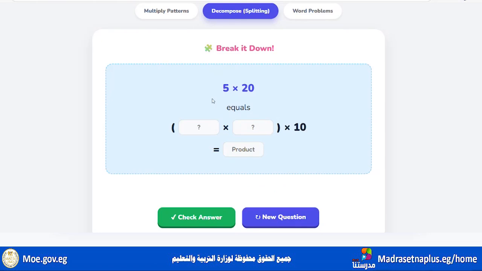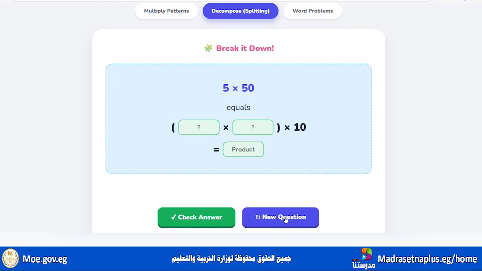Another one, the same way. 5 times 20 by splitting. I split 20 into 2 and 10, so 20 equals 2 times 10. The question now becomes 5 times 2 times 10. 5 times 2 will be 10. 10 tens means 100.